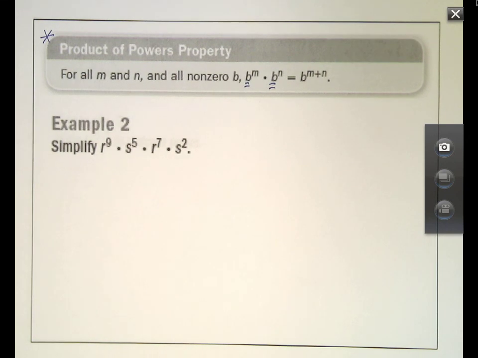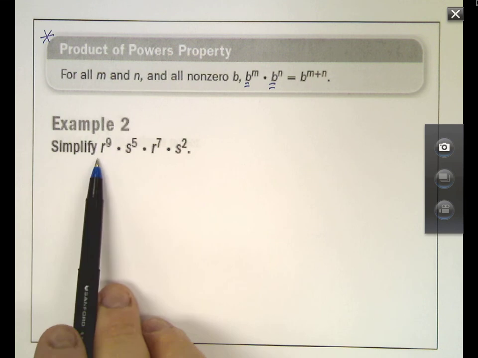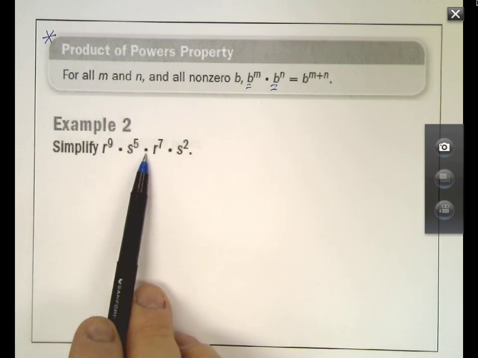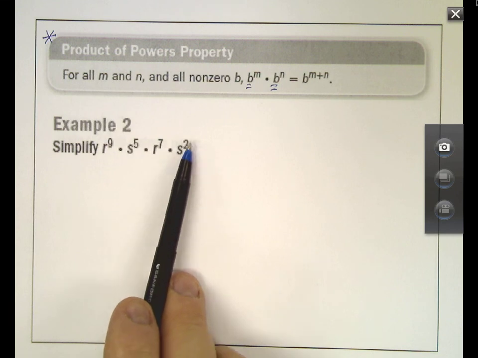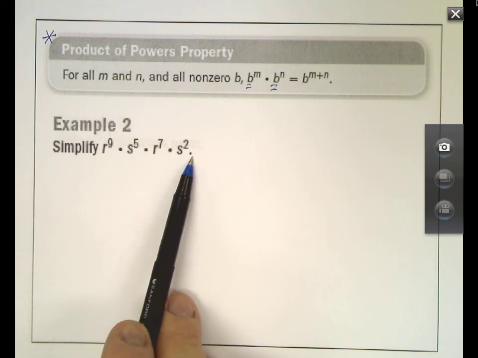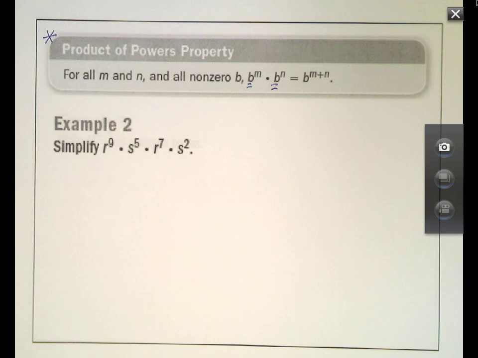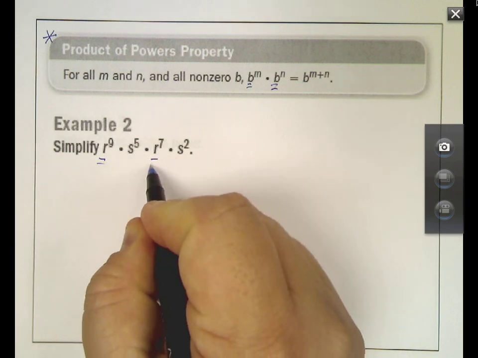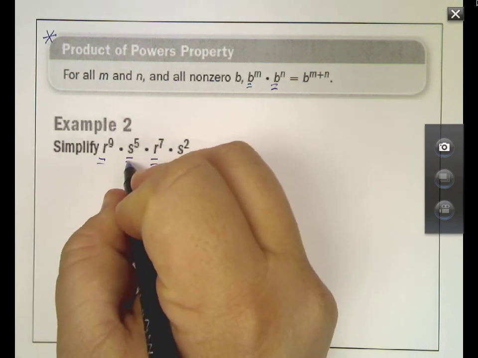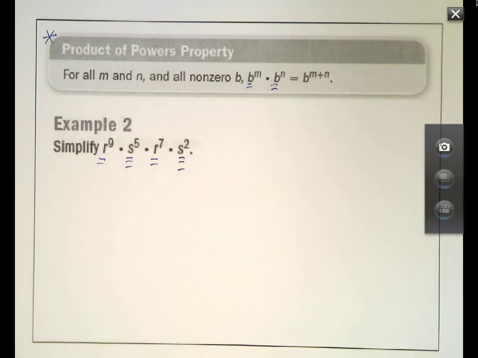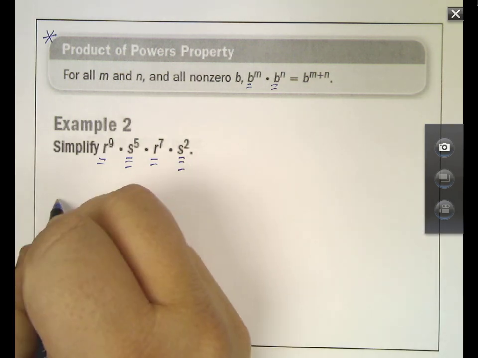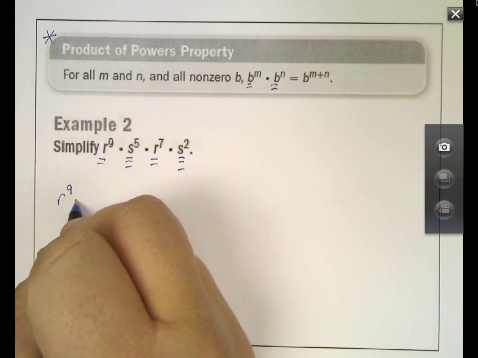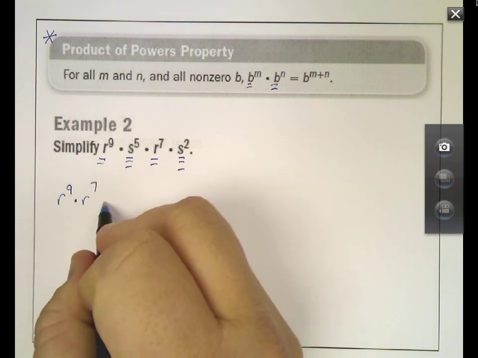So let's look at example 2. It says simplify r to the 9th times s to the 5th times r to the 7th times s to the 2nd. Notice all these are multiplication, so you can put them side by side. But the only thing we can put together right now are my r's, and then my s's are separate. So the first thing we need to do is r to the 9th times r to the 7th.